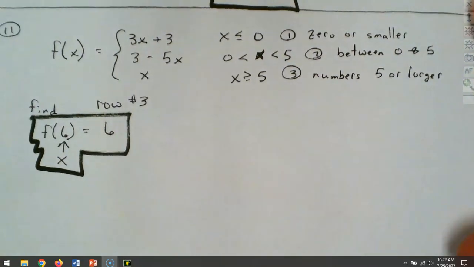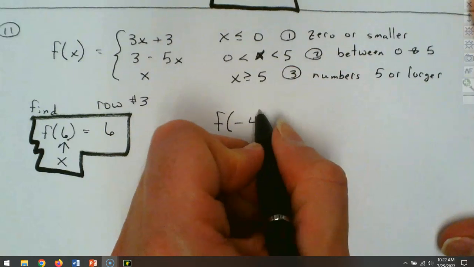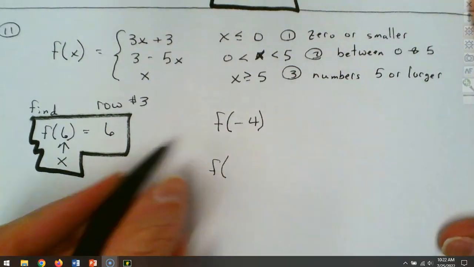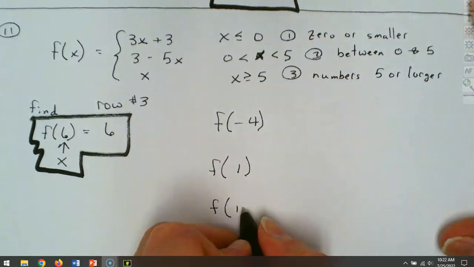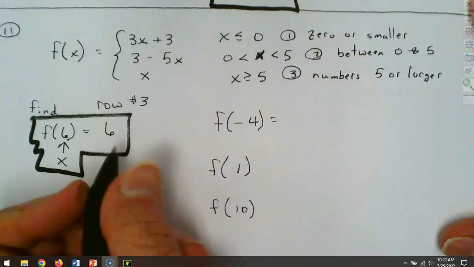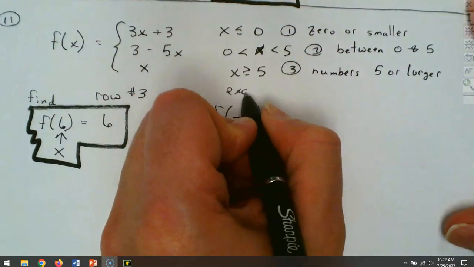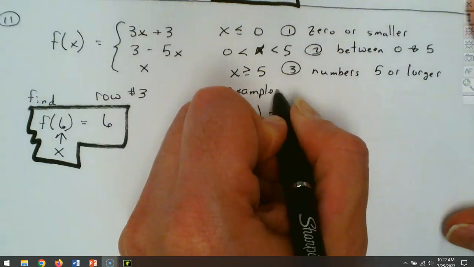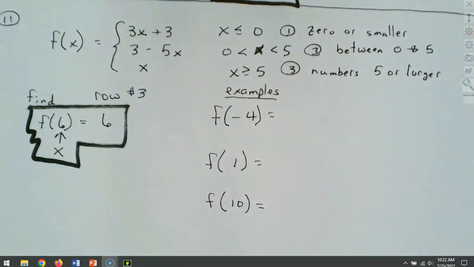Let's try 3 more of them. Let's try f of negative 4. Let's try f of 1. And how about f of 10? So these are just extra examples. Each of these are going to be on a different row. So f of negative 4.